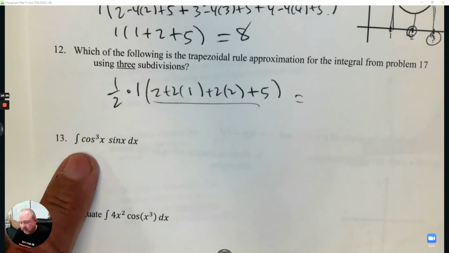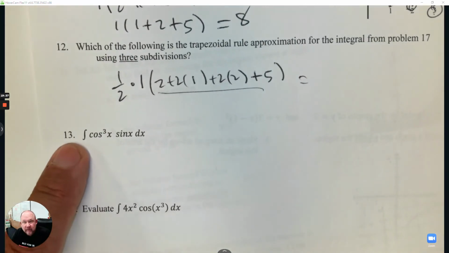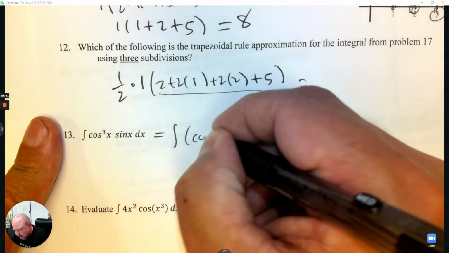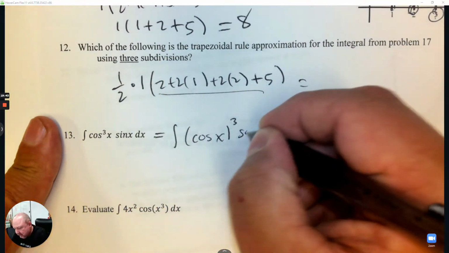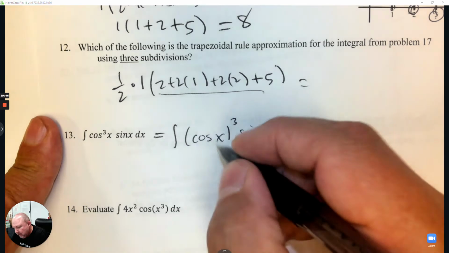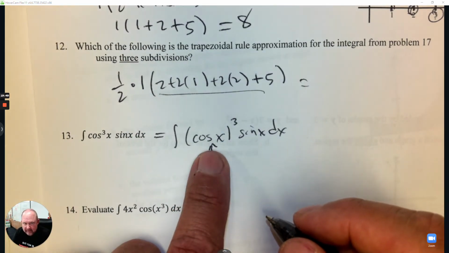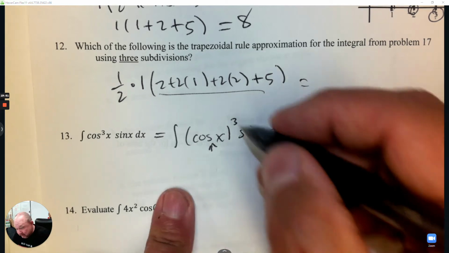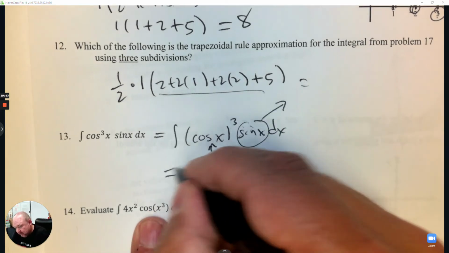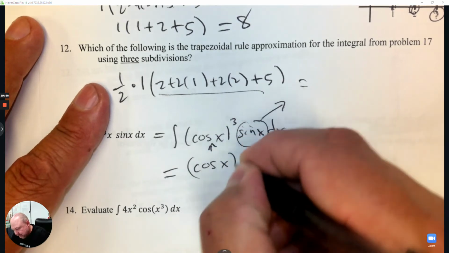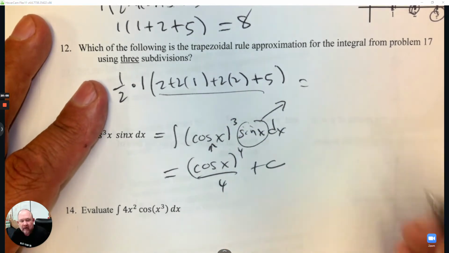All right, next one. Can you integrate this? This is just indefinite integral. So I'm going to set this up a little different so you can see it. So it's cosine x to the power of 3 sine x. So the hook comes from here. So the derivative of cosine is sine. So that's perfect. And then I add 1 to the exponent and divide, and don't forget the constant.